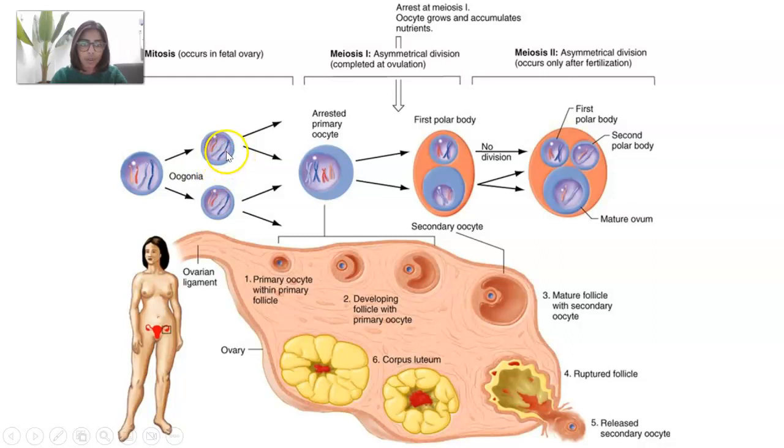These oogonia will start to divide and grow and then enter meiosis 1. You can see here that the primary oocyte that we talked about in oogenesis is found at the start of the ovarian cycle. So the primary oocyte is contained within a primary follicle. It's known as a primary follicle because it has just one simple layer of follicular cells surrounding that oocyte.